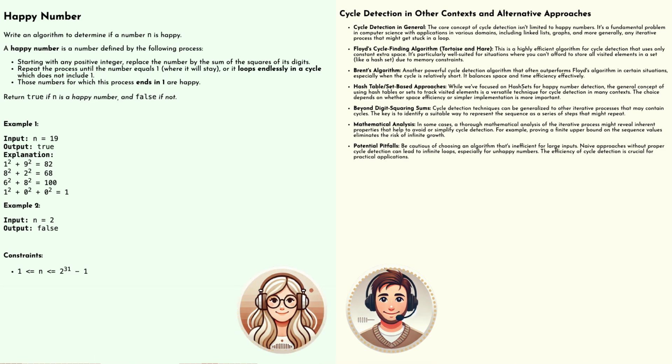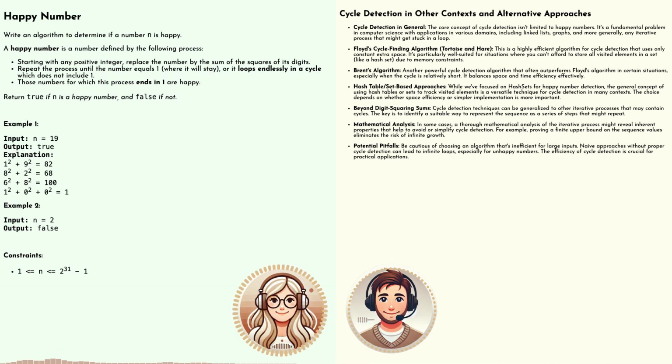Exactly, and it doesn't stop there. Think about operating systems, where you need to avoid deadlocks. That's cycle detection in action too. Wow, so this concept pops up in all sorts of unexpected places. I'm starting to realize how powerful these algorithms can be. They are. But let's not get too sidetracked. Back to our happy numbers.